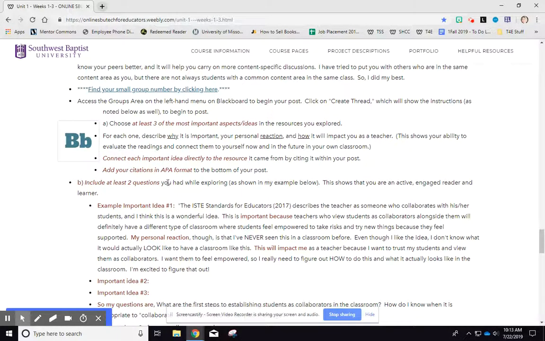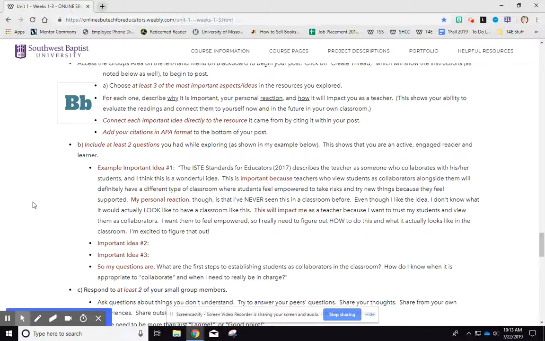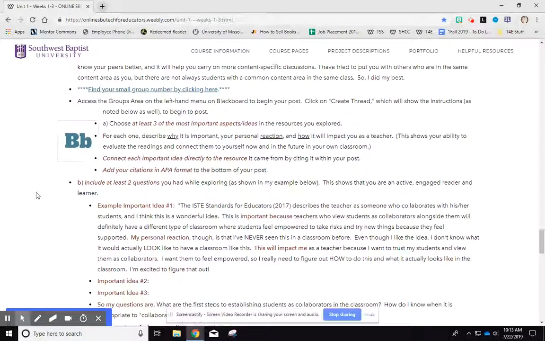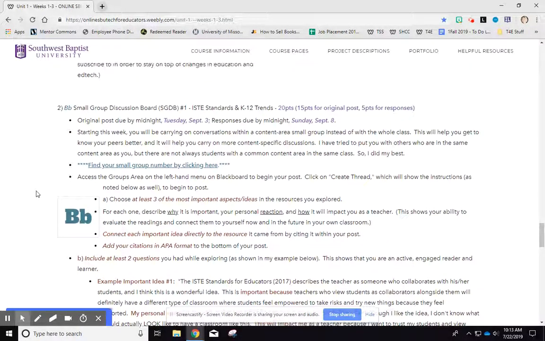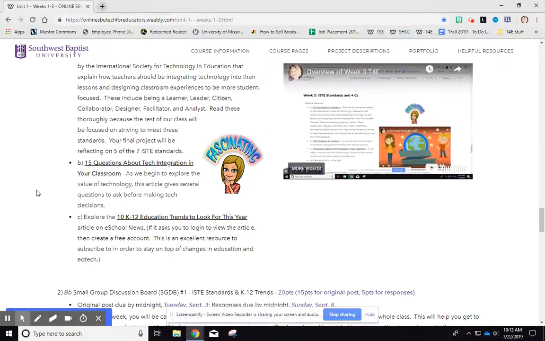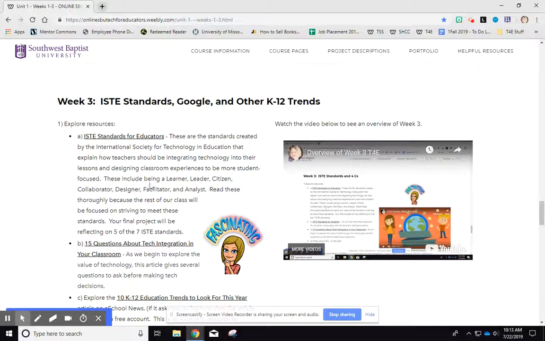You're also going to add your citations to the bottom of your post, so you'll have the APA. You can go up here to the APA help if you need help knowing how to do that. You're also going to have 2 different questions, because if you are trying to really understand this and connect it to your future classroom, then you're going to be asking questions in your head. Like up here, you might say, if one of these ISTE standards is about a teacher being a learner, what does that even look like?